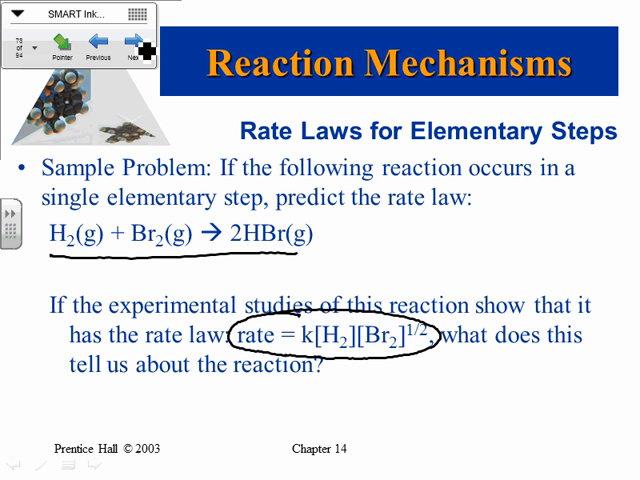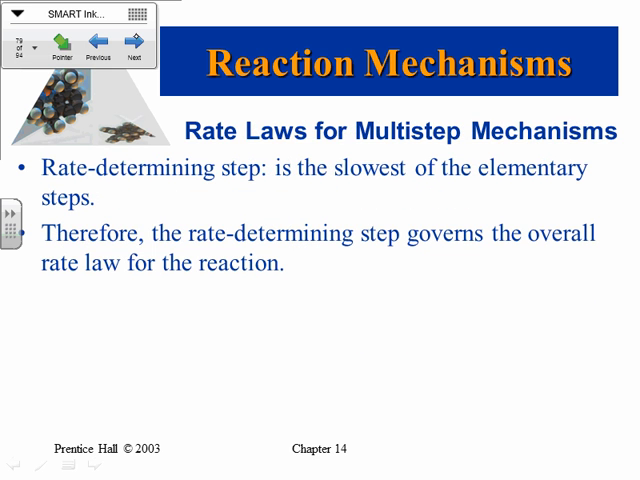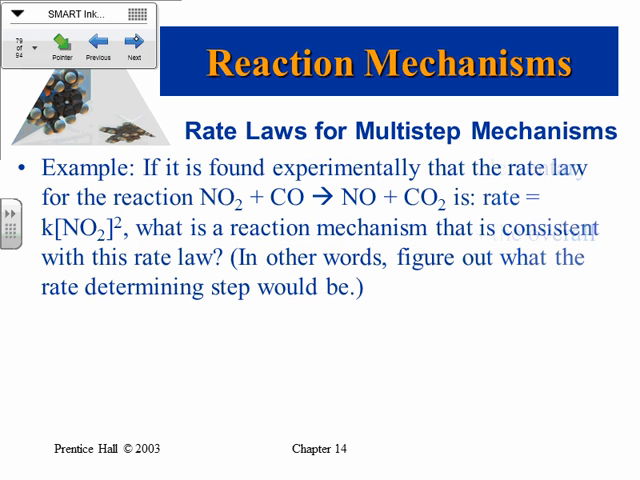We need a two-step mechanism at least to explain how this reaction occurs. So again, that's why we have to do the experiment, because we can propose a mechanism that looks good on paper, but it may not be what's really happening in real life. Okay, the rate determining step is the slowest step, so that governs the overall rate law for the reaction. I talked about that with the fast food thing.